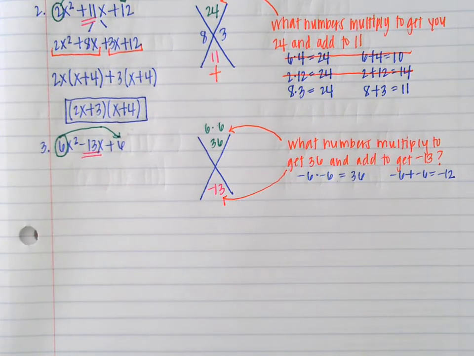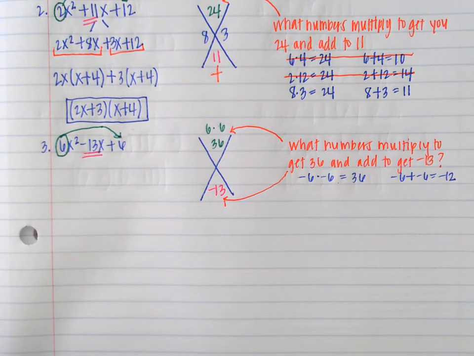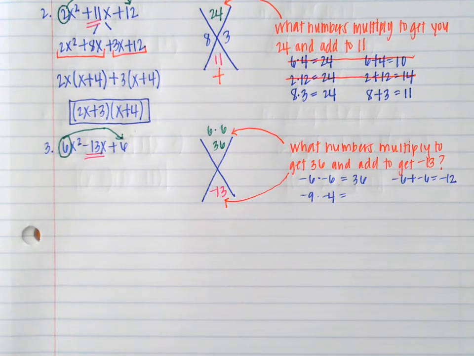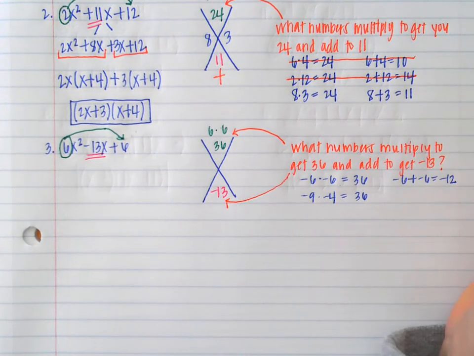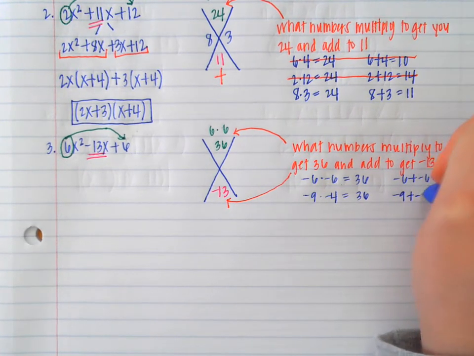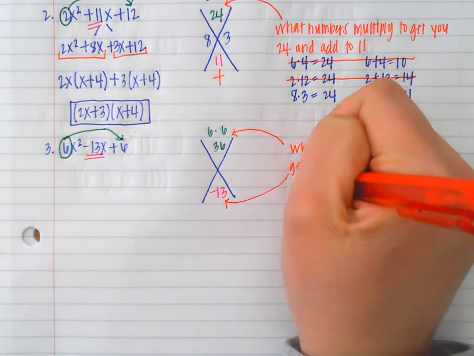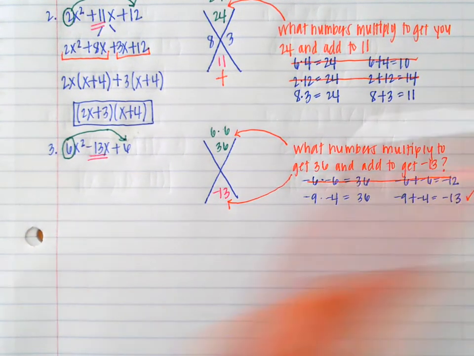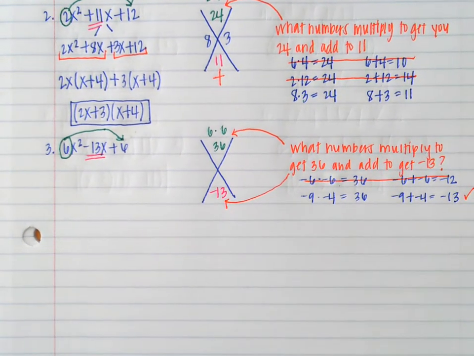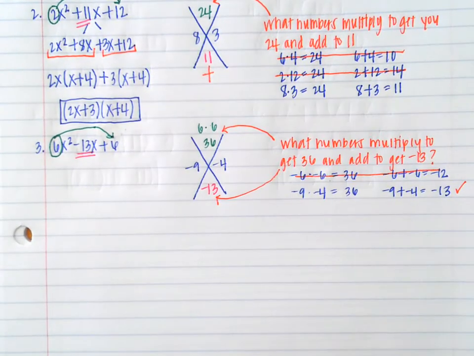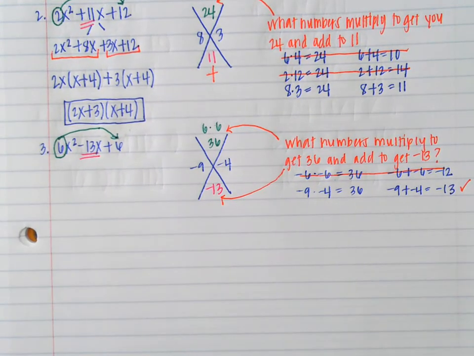We have to start thinking about our other two numbers. So other numbers that multiply together to get me 36. What about negative 9 and negative 4? Negative 9 times negative 4 is 36, and negative 9 plus negative 4 gets me negative 13. So this one didn't work for us, but this one did. So those are my two numbers, negative 9 and negative 4, and those are the two numbers I'm going to use to split the middle term.